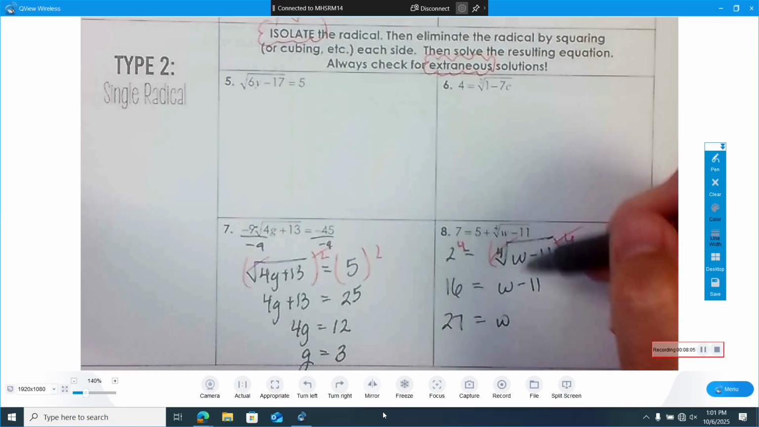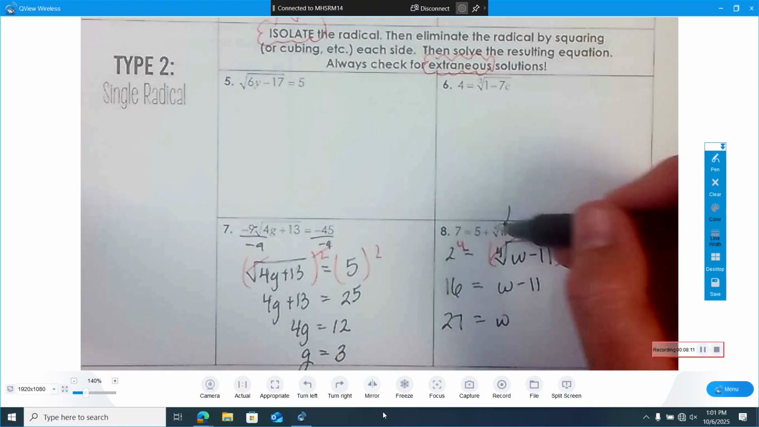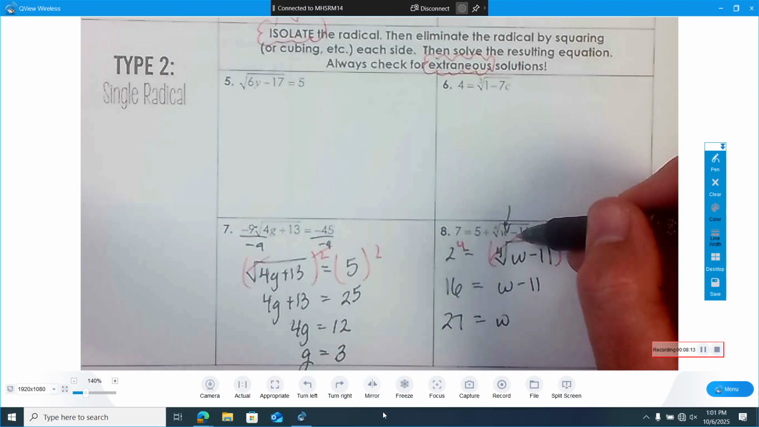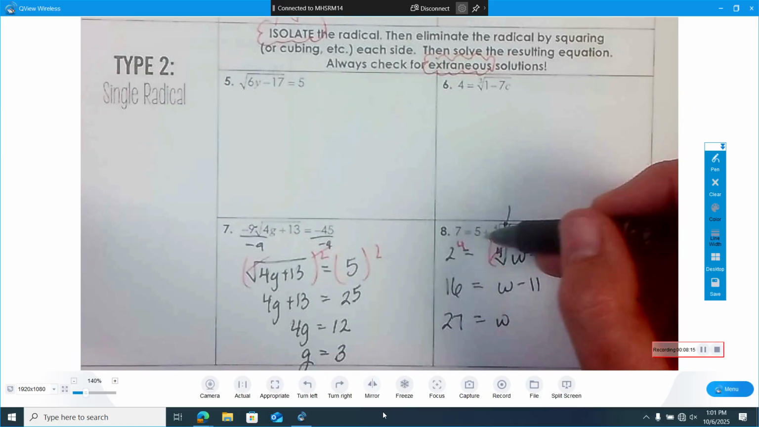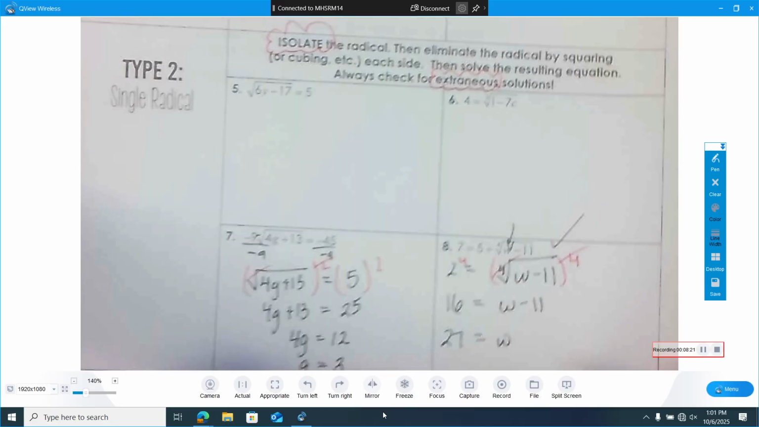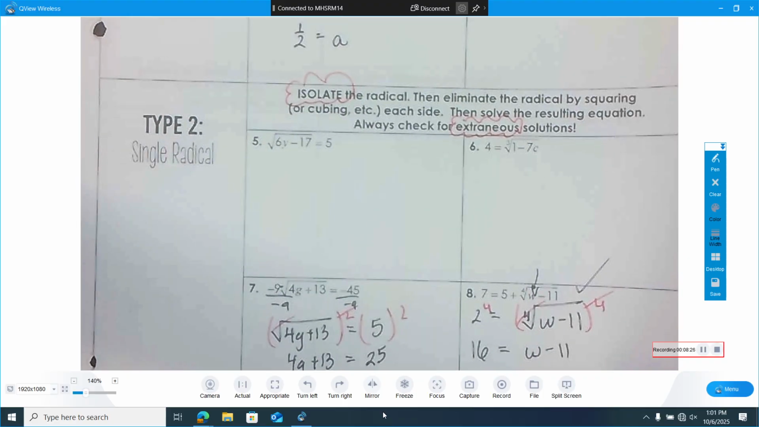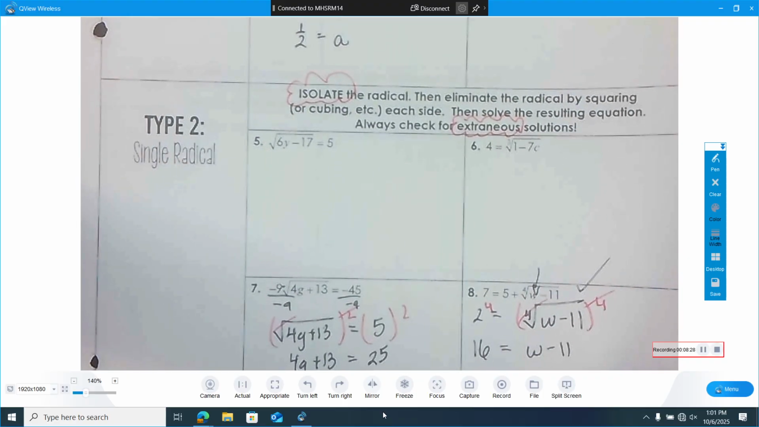And so I'm going to plug it right back in and check. 27 minus 11 is 16. The 4th root of 16 is 2. 5 plus 2 equals 7. So it does check out. Always a good idea to double check. Okay. Questions on those? Super easy, no?